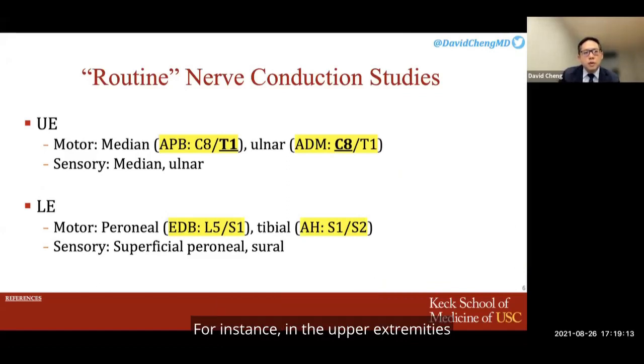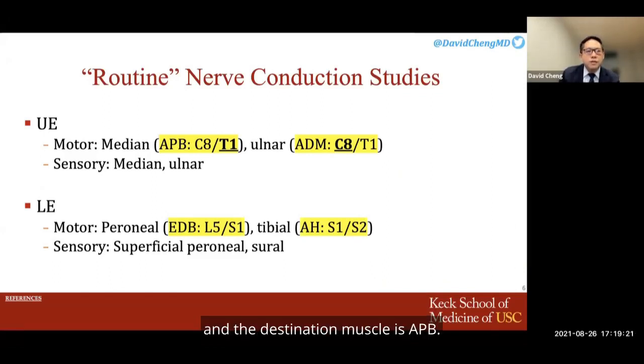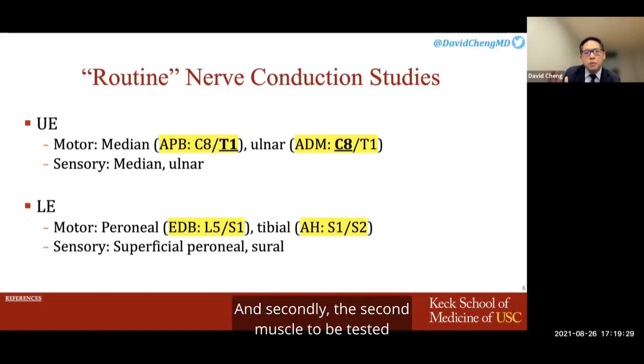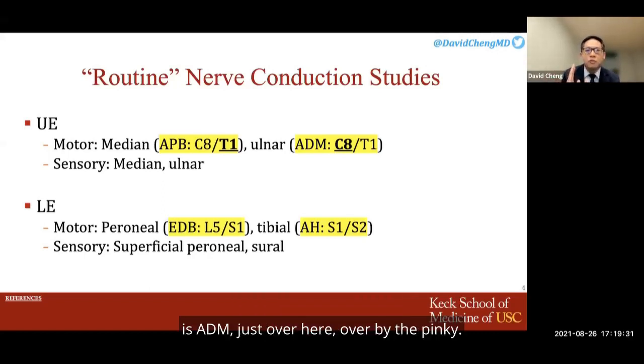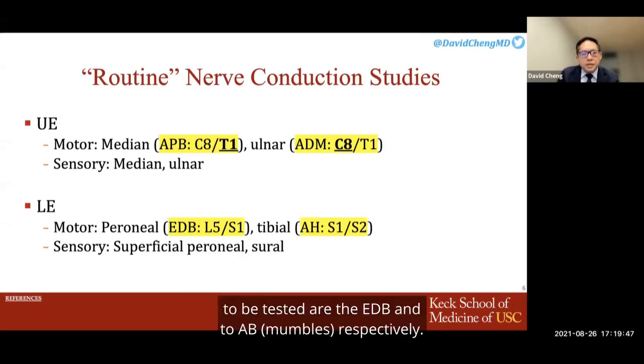For instance, in the upper extremities, for the motor conduction study, the electrodes are placed routinely over the median nerve, and the destination muscle is APB, so that's just over the thumb. It's a C8-T1 muscle. And secondly, the second muscle to be tested is ADM, over here over by the pinky, and it's, again, a C8-T1 muscle. Sensory nerves for median and ulnar are considered routine nerve conduction studies in the upper extremities. In the lower extremities, the routine muscles to be tested are the EDB and the abductor hallucis, respectively.